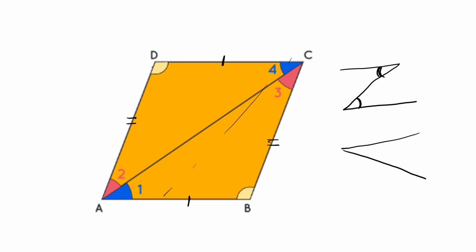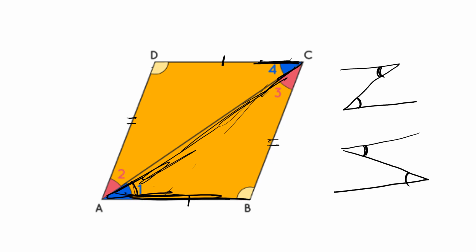So another thing to remember is that if some figure makes a Z, look over my hand, I am trying to make a Z. So here you have angle 1 and angle 4. They are congruent to each other. Similarly, angle 3 and angle 2 are also alternate interior angles, so they are also congruent to each other. So keeping this in mind, let's try to solve one more question.